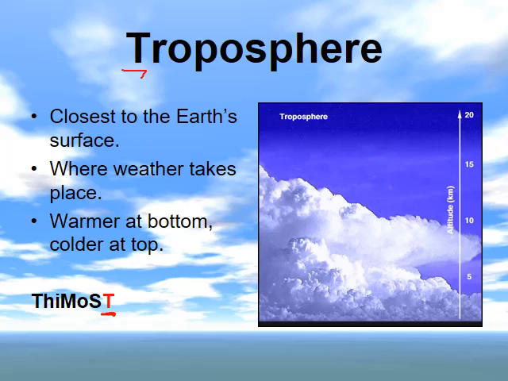It's the layer that's closest to the Earth's surface, and it's where all of our weather takes place. And the troposphere is warmer at the bottom and colder on top. And we recognize that because we know that when you climb to the top of a mountain or when you go to a higher altitude, it's always colder up there than it is down below where we live closer to the surface.